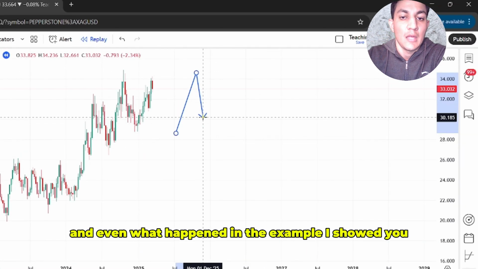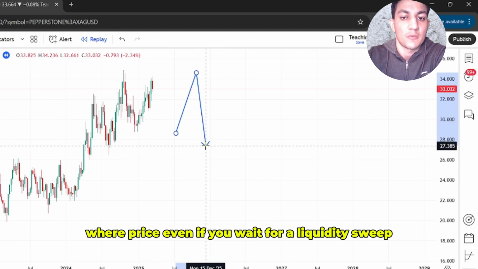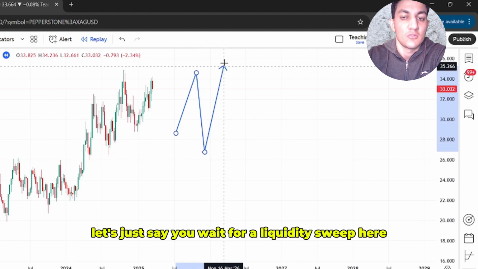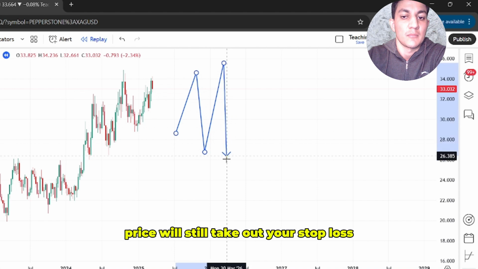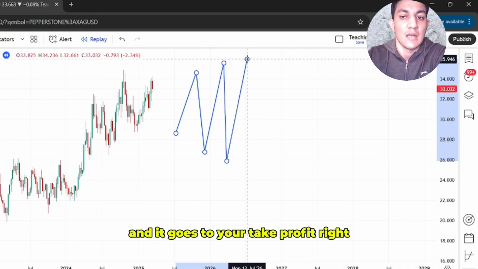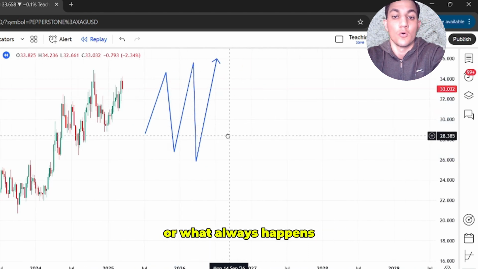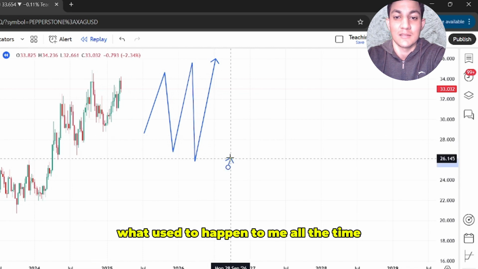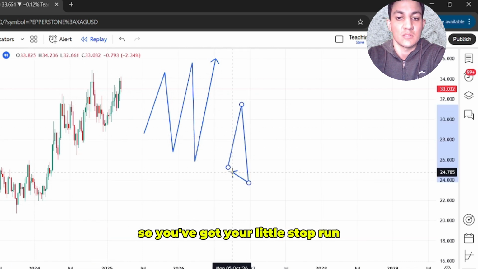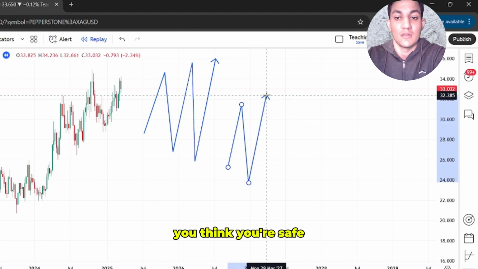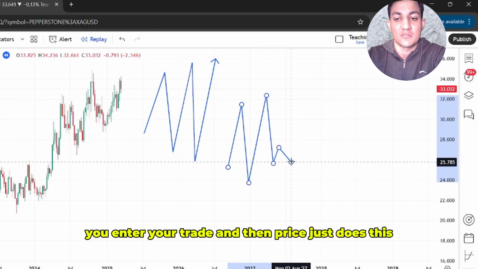Either what happened in the example I showed you, where even if you wait for a liquidity sweep, let's say you waited for one here, price will still take out your stop loss and then go to your take profit. Or what used to happen to me all the time: you've got your liquidity sweep, your little stop run, you think you're safe, you enter your trade, and then price just does this.